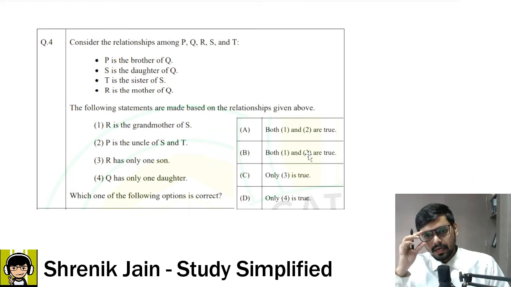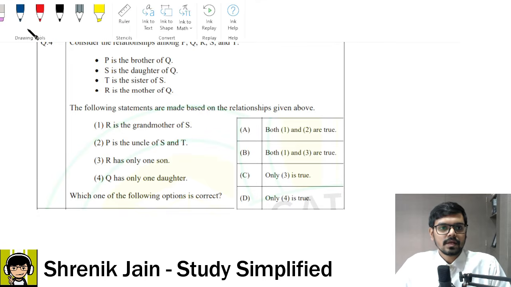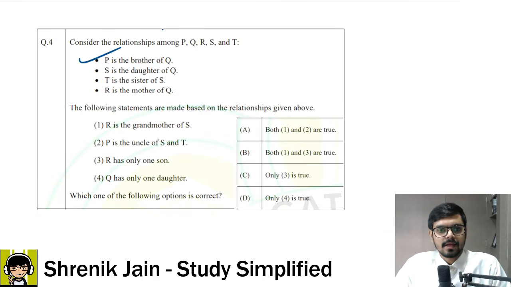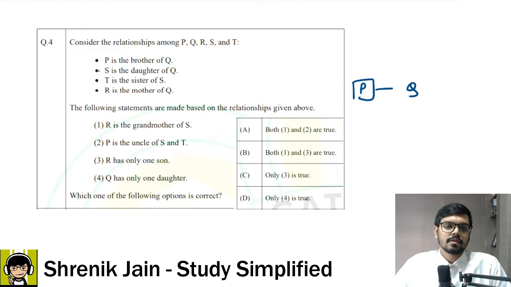Okay, let us see the solution now. The first relationship is P is the brother of Q. We do not know the gender of Q yet. S is the daughter of Q. So Q has a daughter which is S.